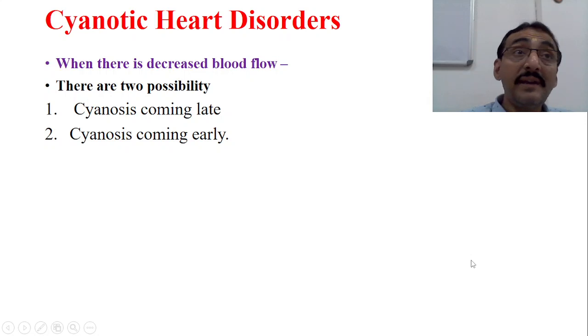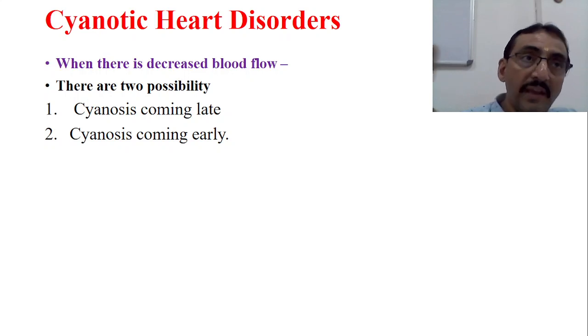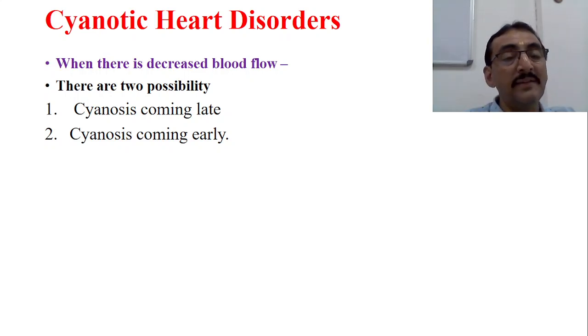Now, when there is decreased blood flow to the pulmonary area, definitely there will be cyanosis. Now, again, we will have two classifications. We are talking about congenital cardiac problems, cyanotic cardiac problems, with a decreased blood flow to the lung.